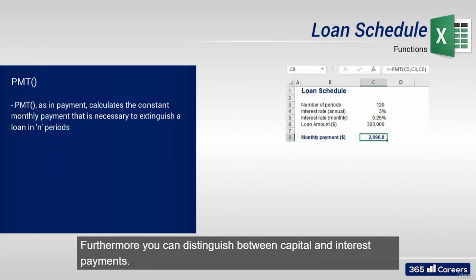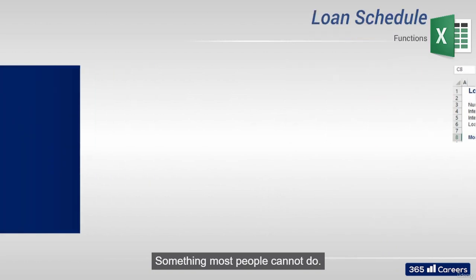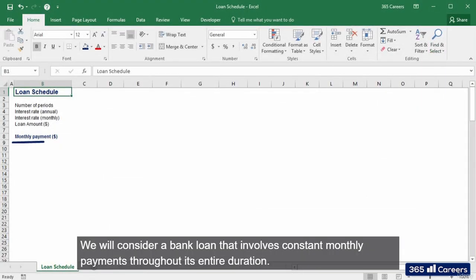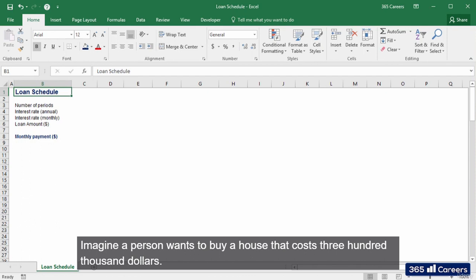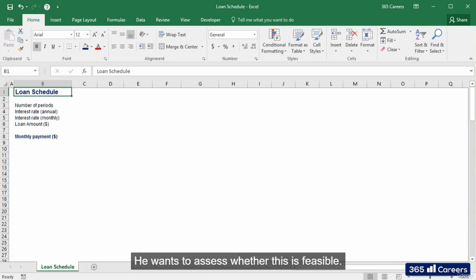Furthermore, you can distinguish between capital and interest payments, something most people cannot do. We will consider a bank loan that involves constant monthly payments throughout its entire duration. Imagine a person wants to buy a house that costs $300,000. He wants to assess whether this is feasible.